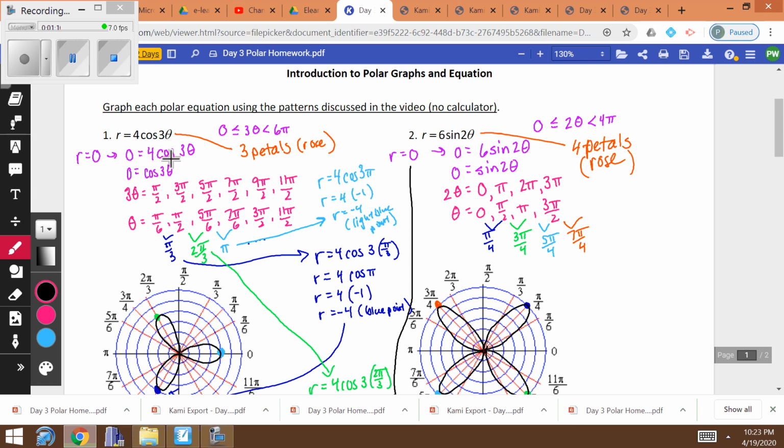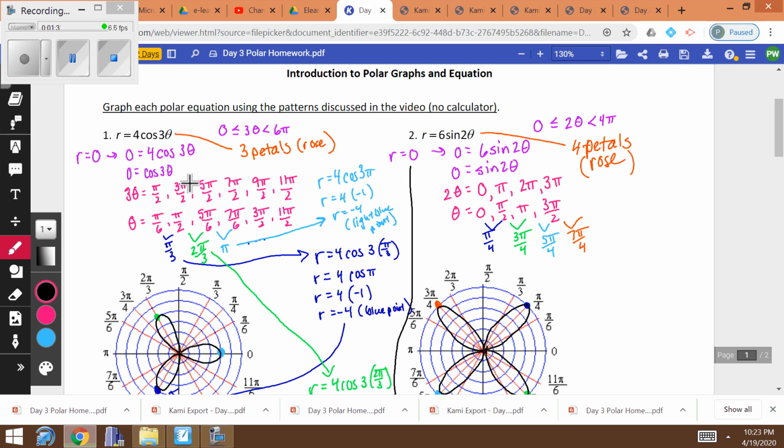So I set r equal to 0, which means 4 cosine of 3 theta equals 0. And then we want to decide where the cosine is equal to 0. That's at pi over 2 and 3 pi over 2. But because this is 3 theta right here, we are actually adjusting our interval to go from 0 to 6 pi. So I had to keep adding 2 pi. If I added 2 pi to pi over 2, that gives me 5 pi over 2. If I add 2 pi to 3 pi over 2, that gives me 7 pi over 2.